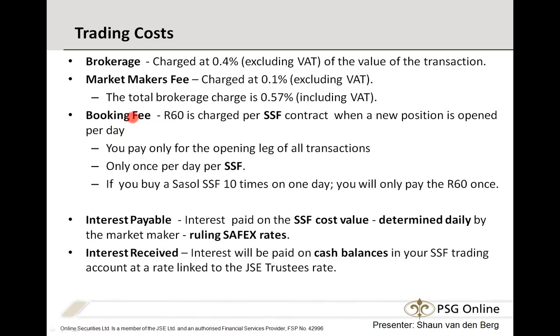You also understand there's a booking fee of 60 Rand charged per contract when a new position is opened. So you can buy, for example, a single stock future on Sasol. You can buy 10 times within the day. As long as it's only in the same day, you only pay that 60 Rand once. Be careful of buying a contract today and buying another contract tomorrow, because you're going to pay booking fees on both. Okay, so obviously that increases your cost. And that is a percentage. Obviously, your shares must move up much higher to break even on cost. So just be aware that there's a market maker's commission and a booking fee when it comes to single stock futures.